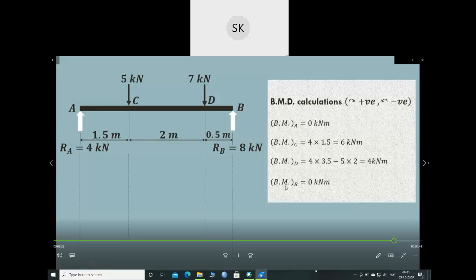Now we have to draw the bending moment diagram by using these particular values. So first we'll draw the baseline. Bending moment at A is 0, at C it is 6 kilonewton meter, it decreases to 4 kilonewton meter and then reduces to 0 at end point B.